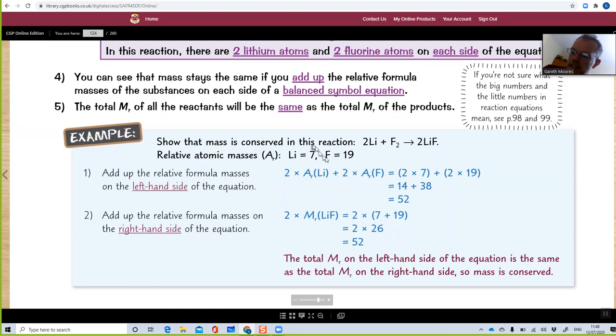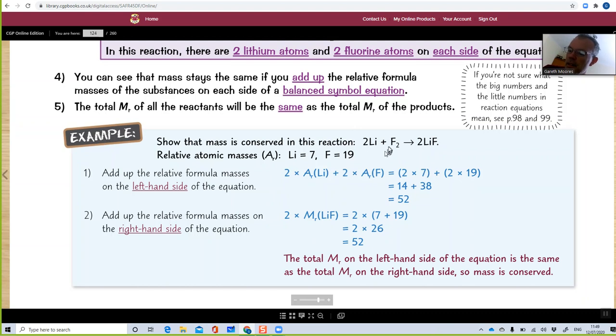Show the mass is conserved in this reaction. Lithium plus fluorine makes lithium fluoride. Okay, again, it's balanced. You put in the masses of the individual things. Lithium is 7. So you've got two lots of 7. Fluorine is 19. Look, you've got two 19s there. You add them up, it comes to 52, and then you add the 2 lithiums and 2 fluorines, it comes to 52. It's the same on both sides of the equation. That looks complicated. It's not.